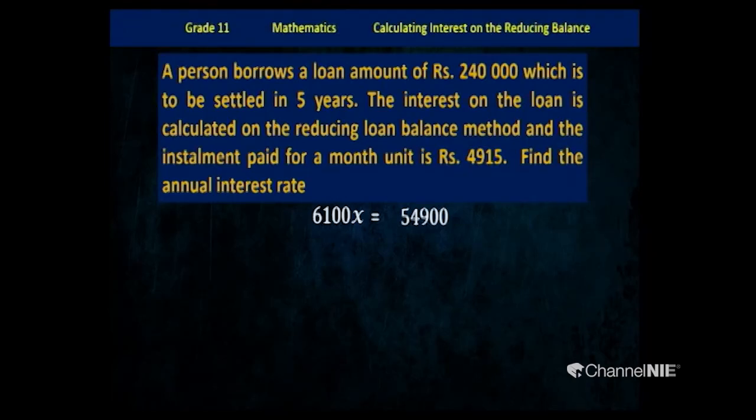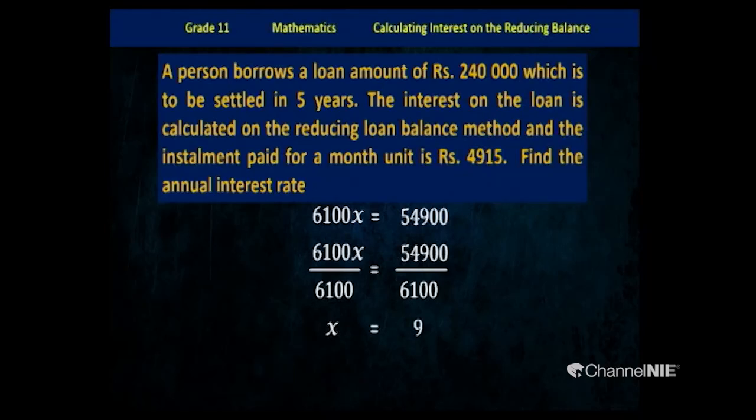Total interest 6100x equals 54,900. Now it is simple mathematics, a simple equation. How to find x? You can find x by dividing both sides by 6100. When you divide both sides by 6100, you get the answer x equals 9%. What is this 9%? 9 is the annual interest rate.